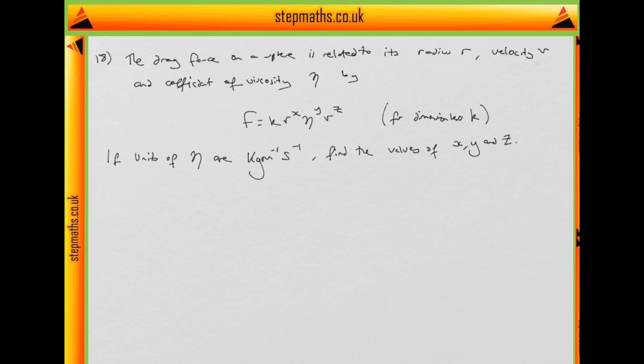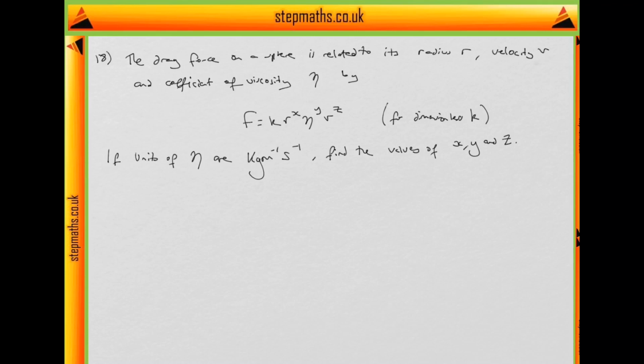And we're told the units of this symbol are kilograms per metre per second, and we're asked to find the values of x, y and z for which this works. We're told that x, y and z are integers. Now what we're going to do is perform dimensional analysis. If you haven't seen this already, watch our video on this to understand fully what's going on. But we're going to convert all of our quantities into units of length, mass and time.